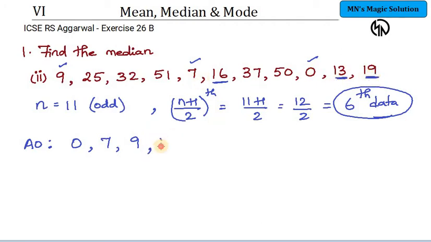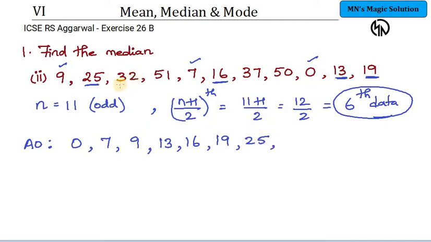Least among them is 13. 13, 16 and then 19. And then let's go for what? 20s. In the 20s you have only 25 over here. Is there any other number in the 20s range? No. So I'll write 25.